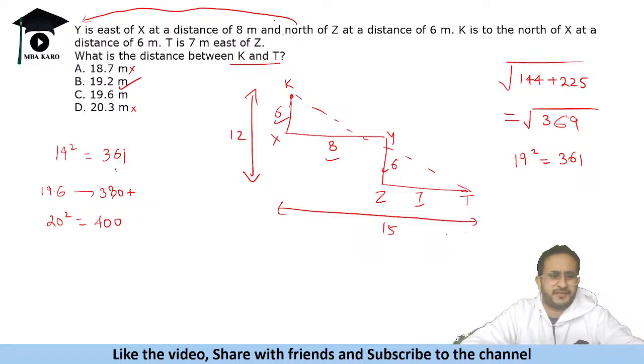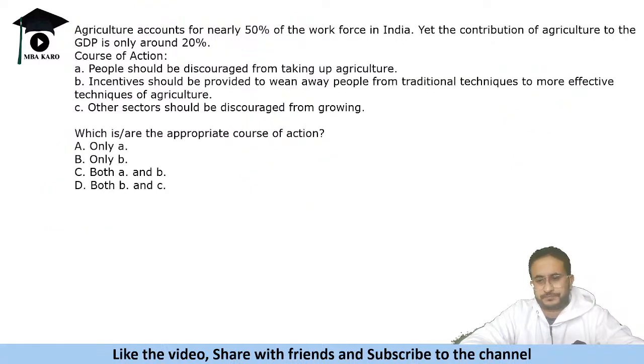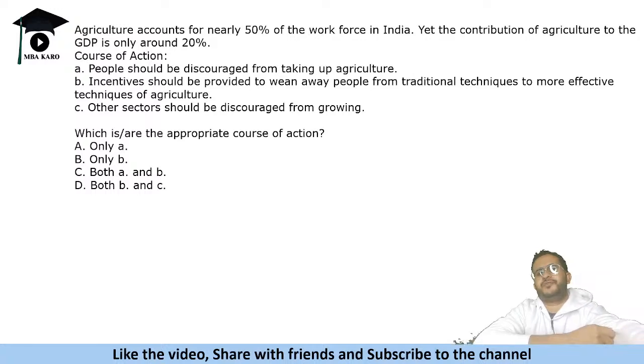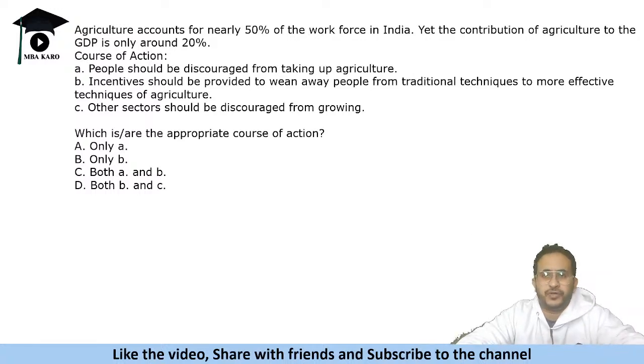Direction sense, I guess everyone should get answers correct. It is not so difficult and easy concept, plus some application of Pythagoras theorem. So in LR, you have critical reasoning as well. Here is a question on it. Agriculture accounts for nearly 50% of the workforce in India, yet the contribution of agriculture to the GDP is only around 20%. What should be the course of action?